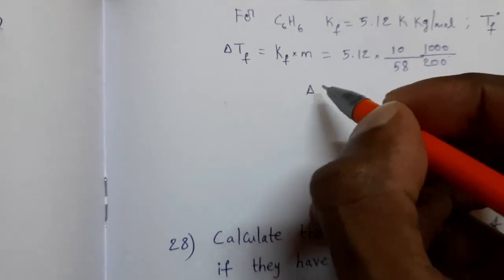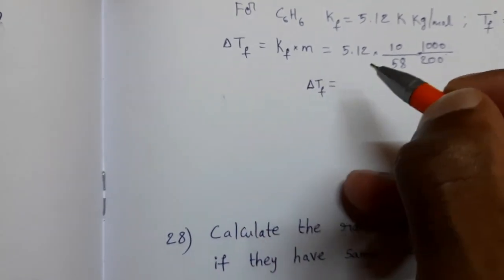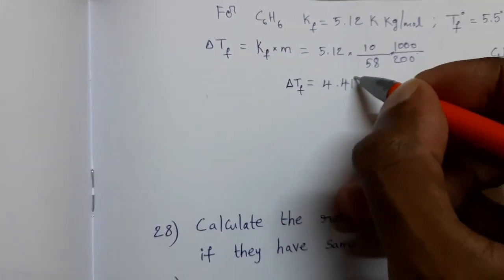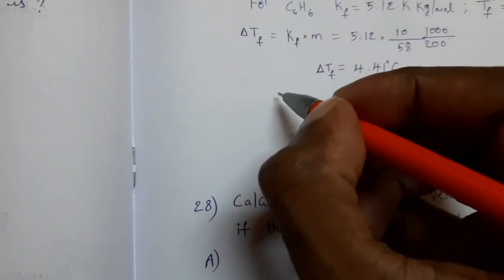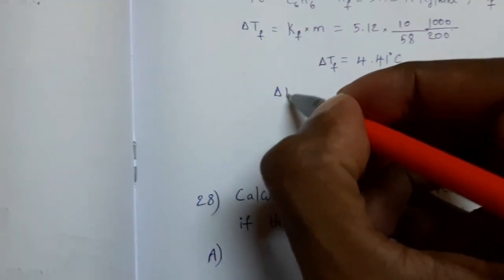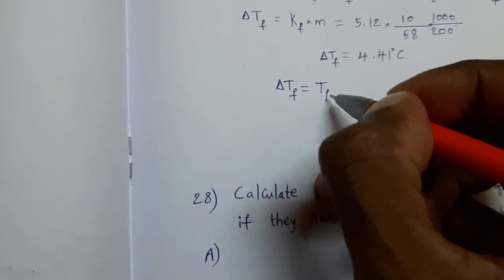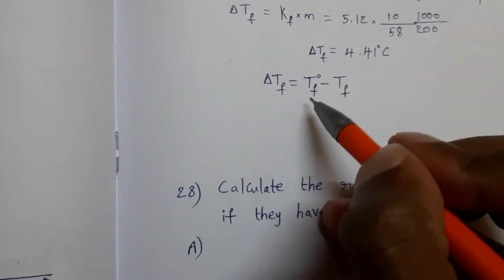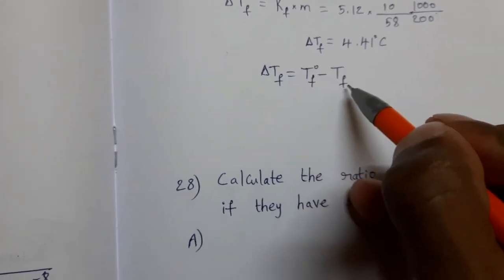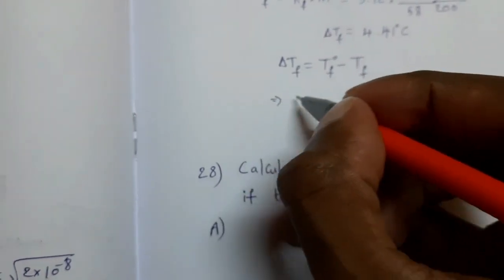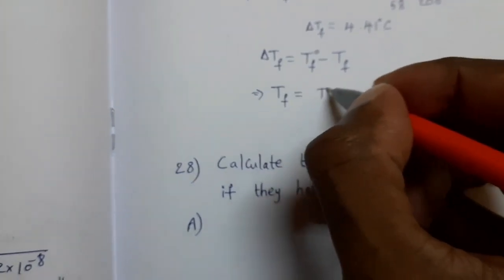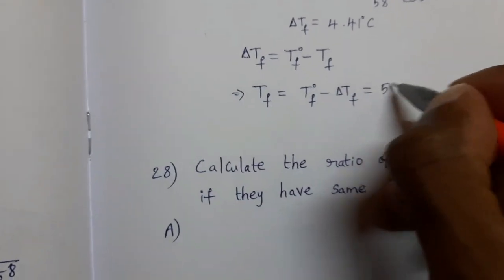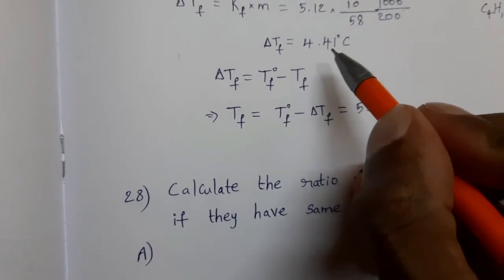From this, after calculation, we can get delta Tf equal to 4.41 degrees Celsius. Now, say this delta Tf equal to Tf naught minus Tf: freezing point of the pure solvent minus freezing point of the solution. Now we want Tf. Then Tf naught minus delta Tf. Tf naught means 5.5 minus delta Tf, this one.